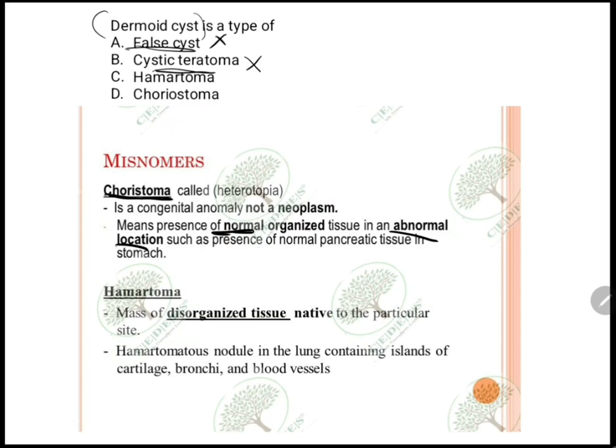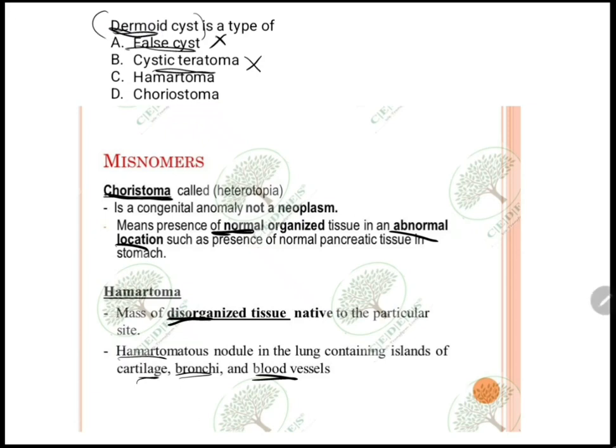Whereas a hamartoma is the exact opposite. It's abnormal tissue, but in the correct location. For example, in the lung, you'll have a mass of very unorganized parenchymal cells and cartilage, and blood vessels. So basically, those cells are normally found in the lung, but they are not organized as they should be. So that will be a hamartoma. So again, just to repeat, choriostoma is the presence of normal and organized tissue in the wrong location, whereas a hamartoma is a mass of disorganized tissue, but in the correct location.